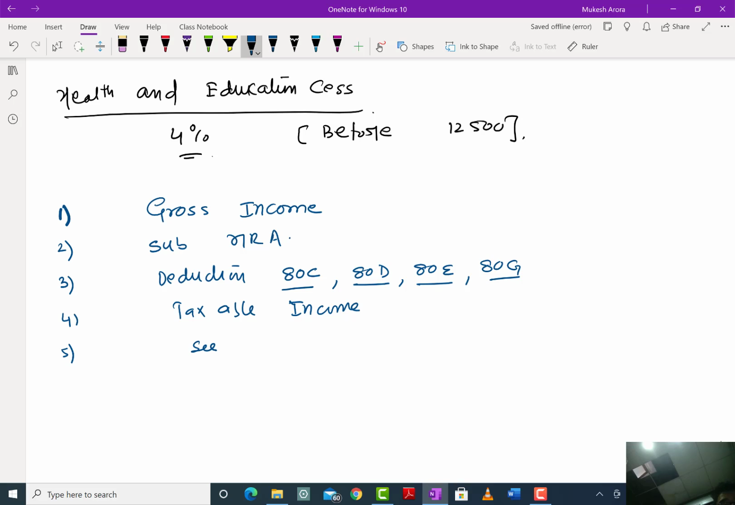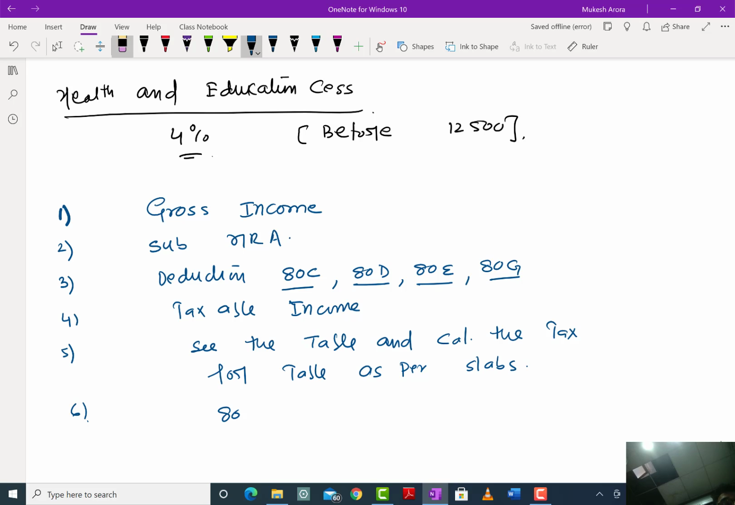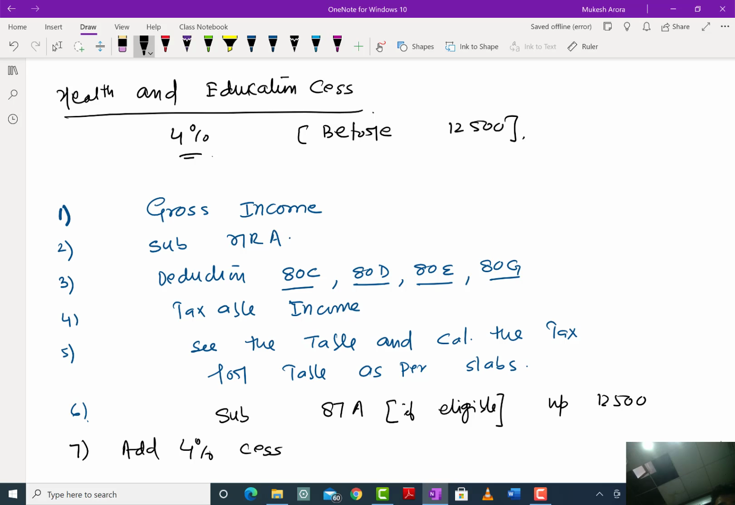Then we will see the table and calculate the tax from the table as per slabs. And the sixth step is to subtract 87A if eligible, that is up to 12,500, and we will add 4% cess, health and education. This is how we will calculate.